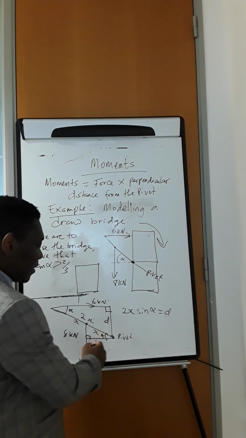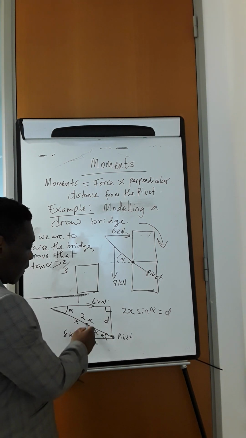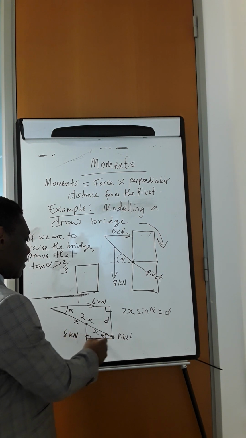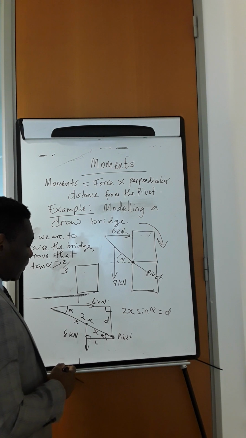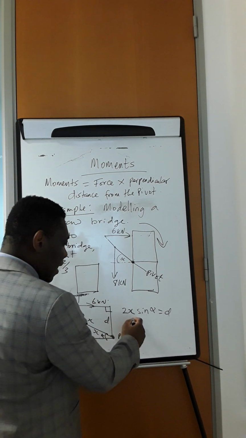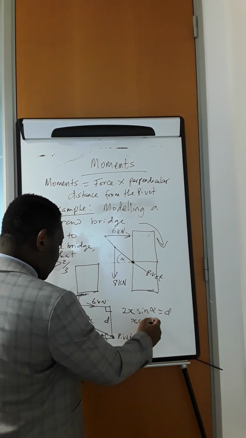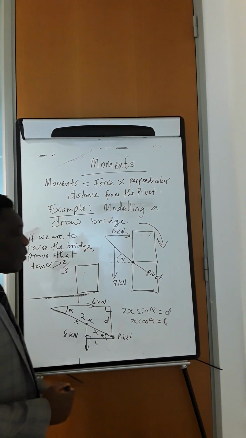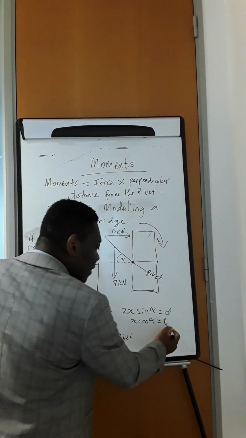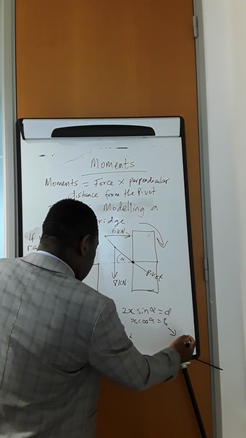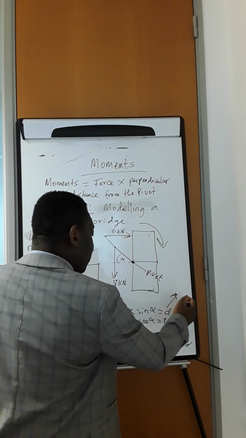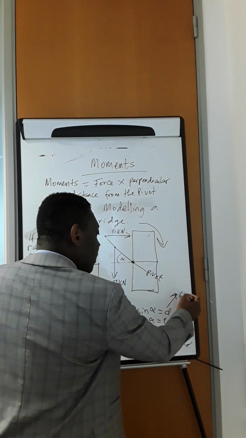Second perpendicular distance, which is L. Okay, that is the hypotenuse, which is x, and this is adjacent. So the L is adjacent to our alpha. So we say that x cos alpha is equal to L. So those are the two perpendicular distances. This perpendicular distance is for the 8 kilonewton force, and this perpendicular distance is for the 6 kilonewton horizontal force.